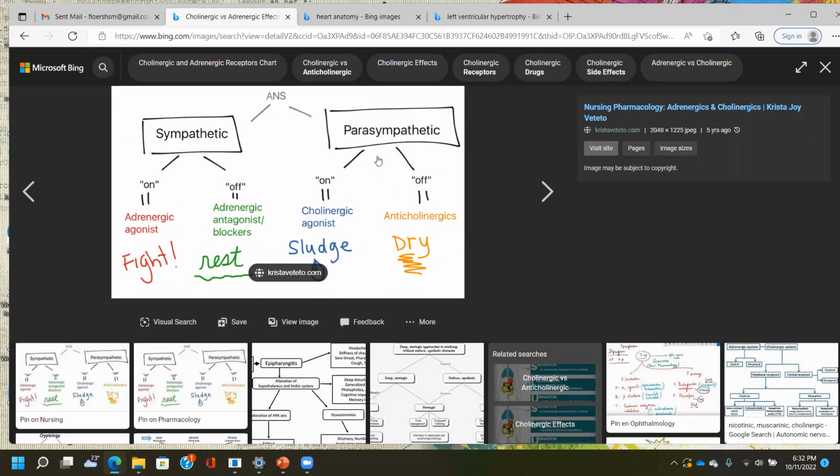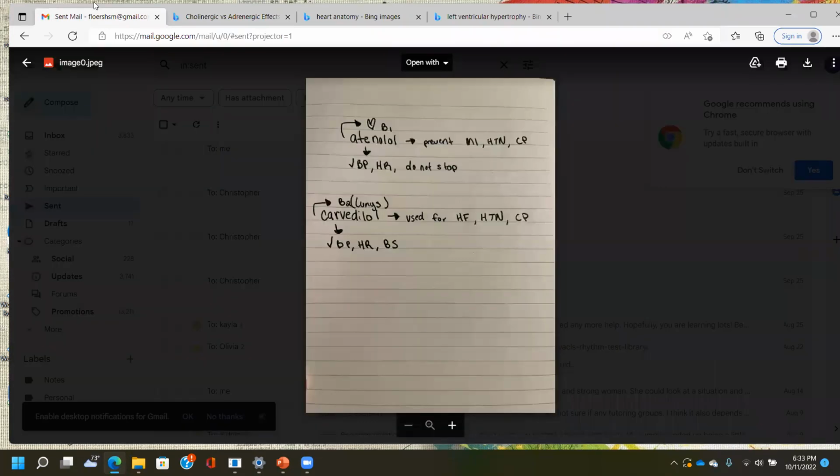For your parasympathetic, for on, you're going to have cholinergic agonist, which is the SLUDGE. So that means everything is kind of increased, tears, everything of that nature. Off, you're going to have anticholinergics, so everything is very dry. And that's just one way to kind of help you keep it together. So that way you're thinking of it in that sense. And you can write your medications down under each one so it all kind of stays together.